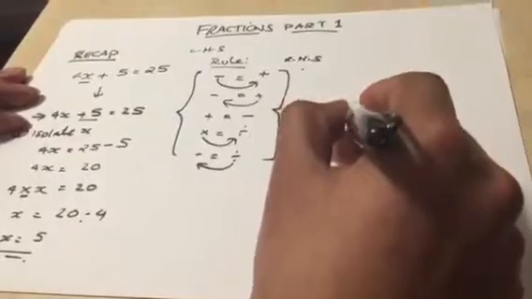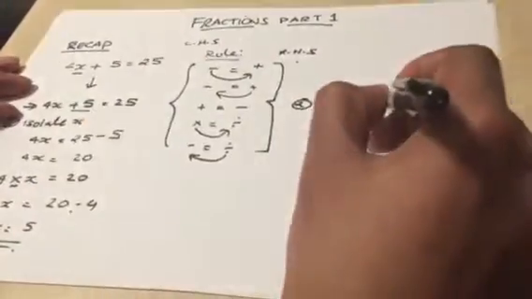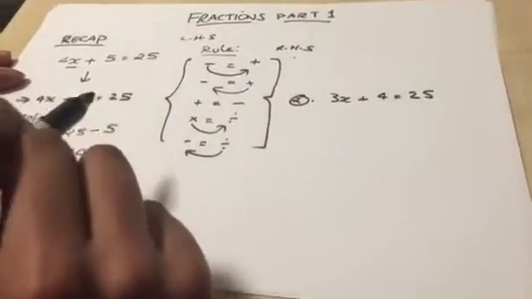3x plus 4 is equal to 25. Okay, find the value of x.